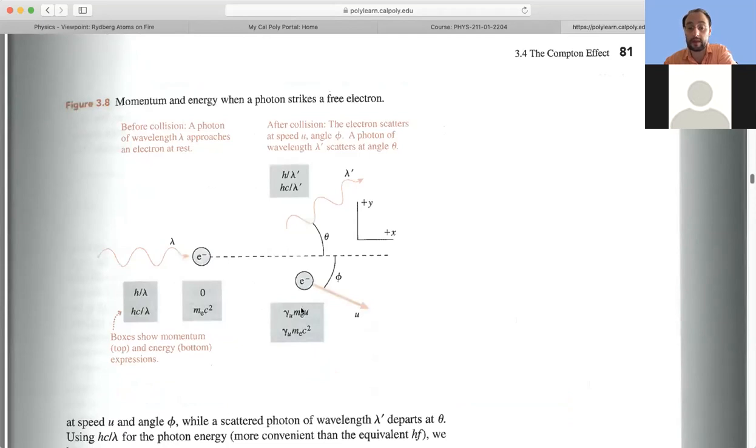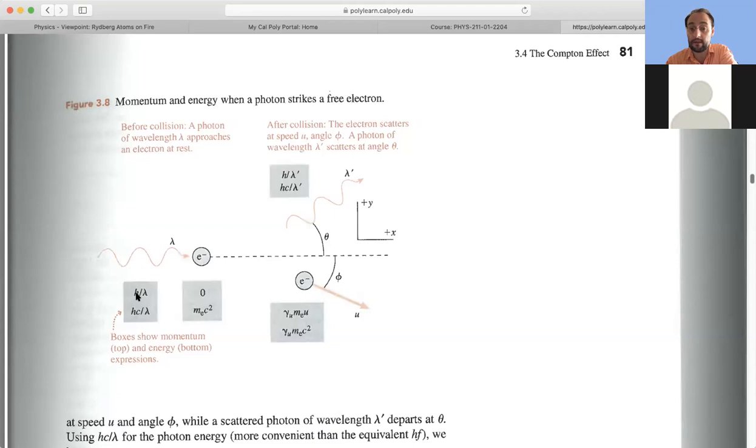Normally, the momentum is given by gamma mu, and energy is gamma mc squared. But for a massless particle, I discussed massless particles, there have to be other relationships. They come from outside of relativity, and that is the energy equals hf, or hc over lambda, and the momentum is h over lambda. After that, we just treat it like a regular collision.